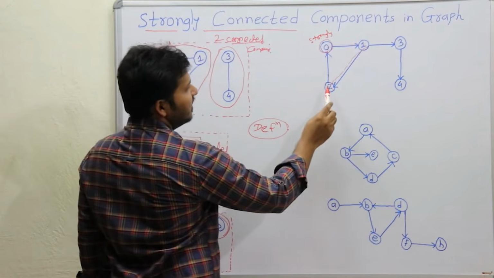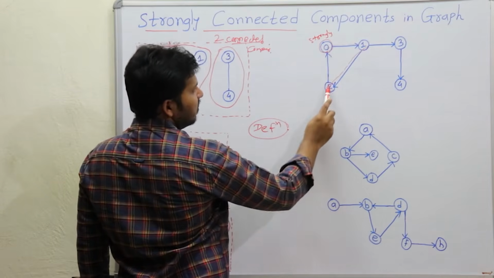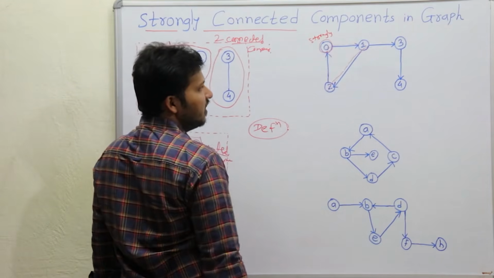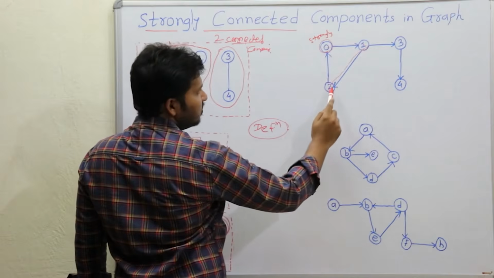Correct? Then vertex 2 has a path to 0. Vertex 2 has a path to 1 as well. Then vertex 1 has a path to 2.